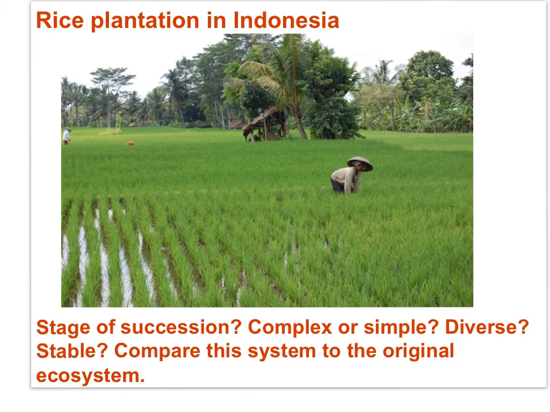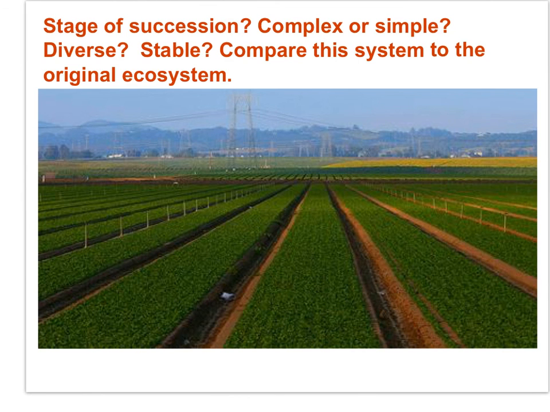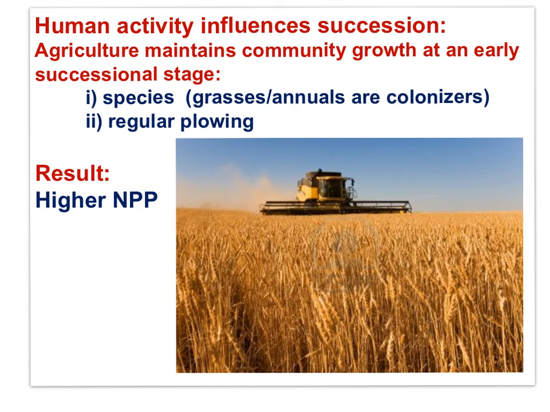Even agricultural systems in less economically developed countries are simplified systems, less diverse and less stable than the original ecosystem. Industrial agriculture maintains systems in an early stage of succession with regular disturbance. The system is nothing like the original ecosystem. Human activities influence succession. Agricultural systems maintain community growth at an early successional stage. Species such as annuals are the colonizers, and regular plowing is a regular form of disturbance, all in an attempt to increase net primary productivity. Net primary productivity is relatively high during early succession.